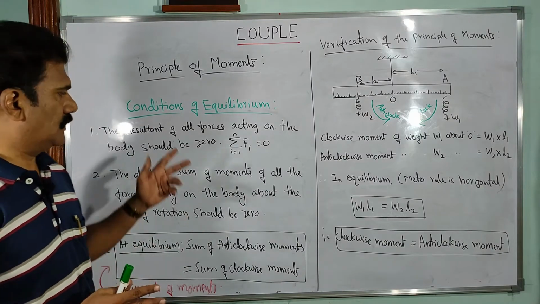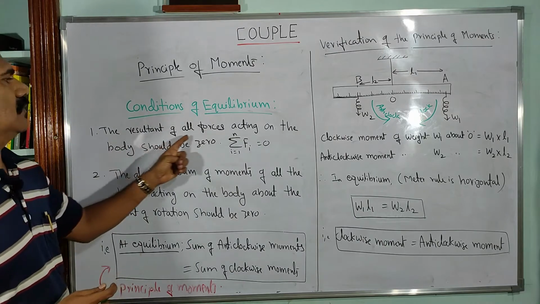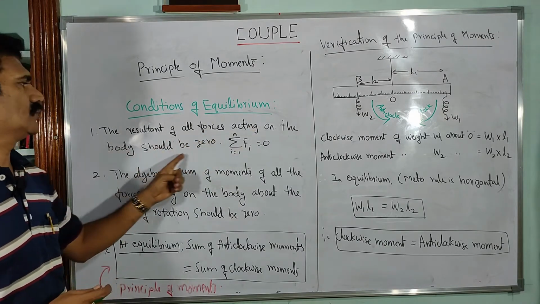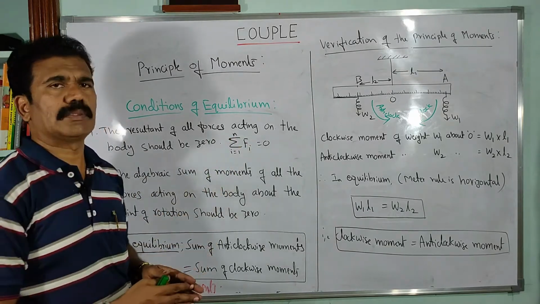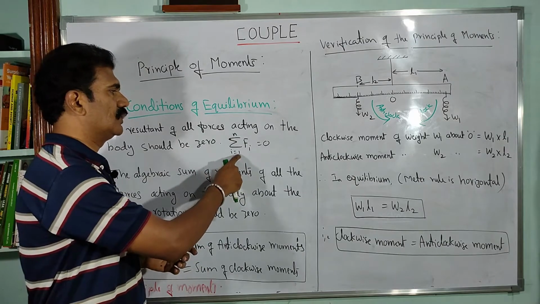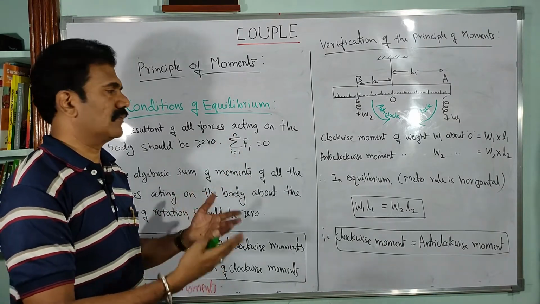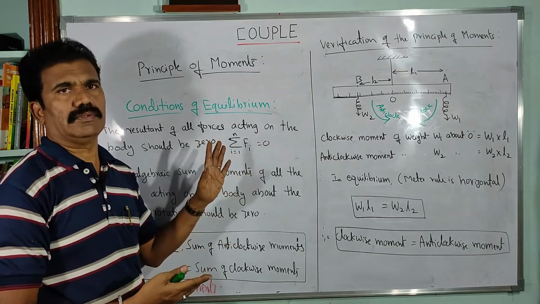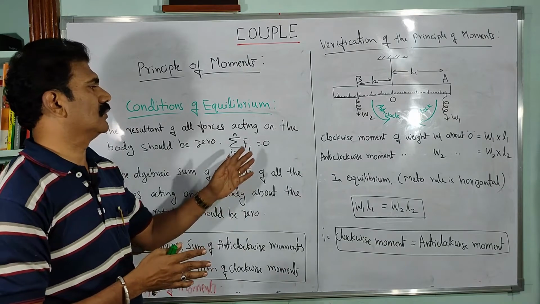Okay, now let us see how the equilibrium takes place, with what conditions we can achieve the equilibrium in a given body. So we can understand two points here. One is the resultant of all forces acting on the body should be 0, that is, the sum of all the forces. You can write it in mathematical form as sigma Fi, where i is equal to 1 to n, indicating n number of forces. The sum of n number of forces should be equal to 0, whatever may be the forces, two or more.